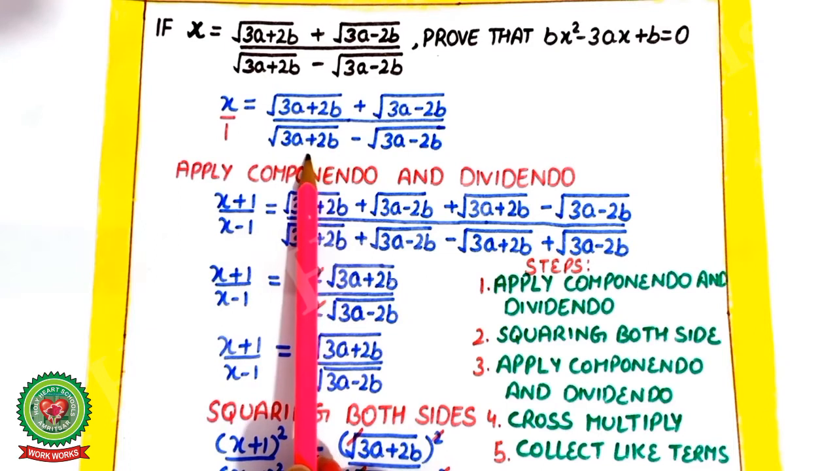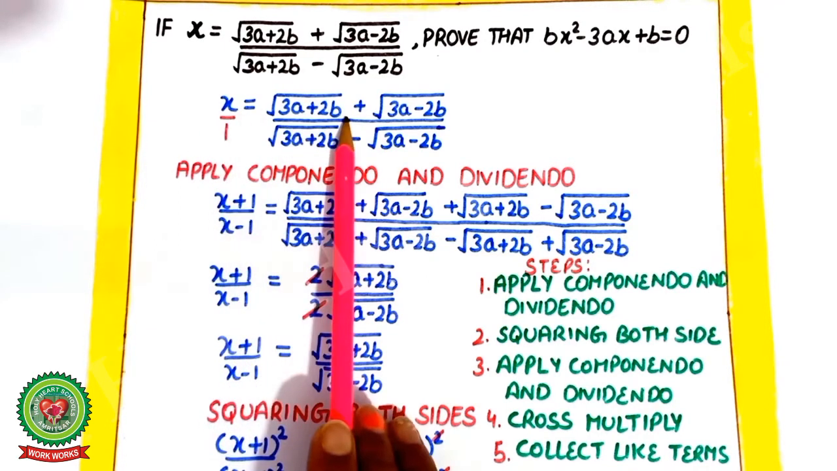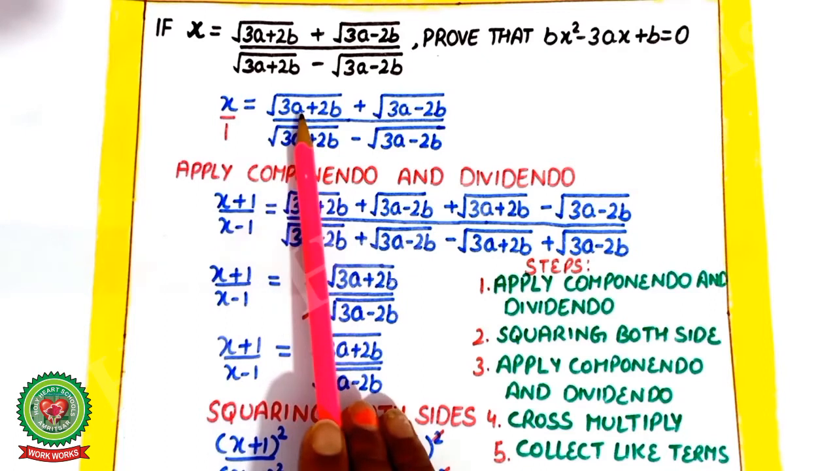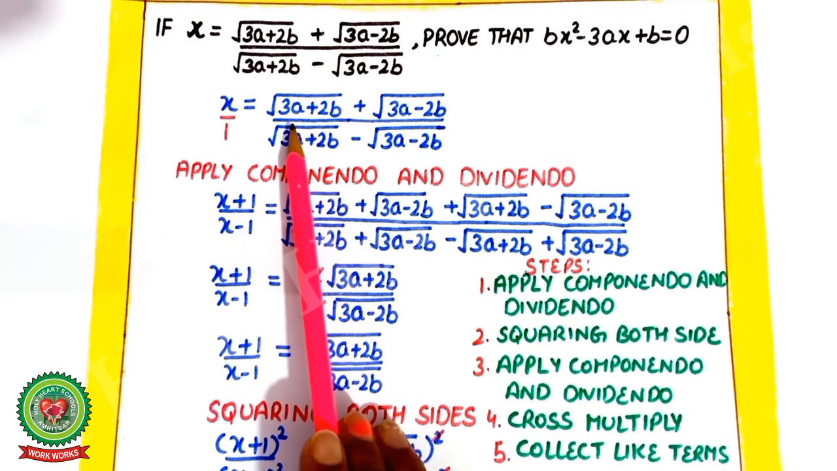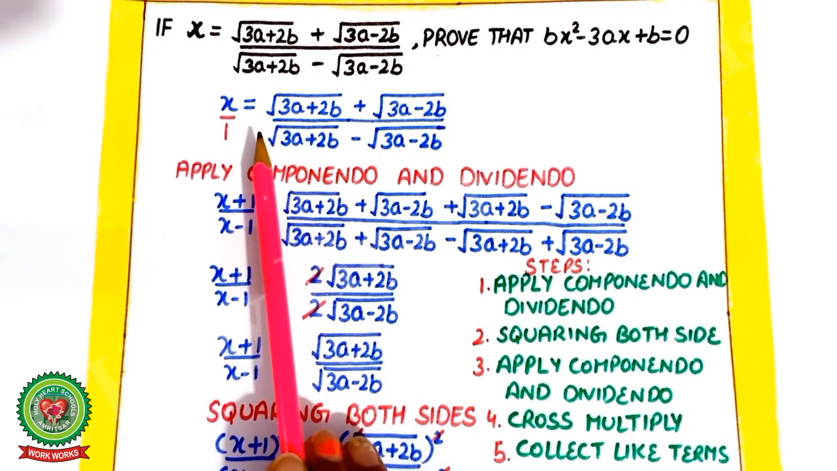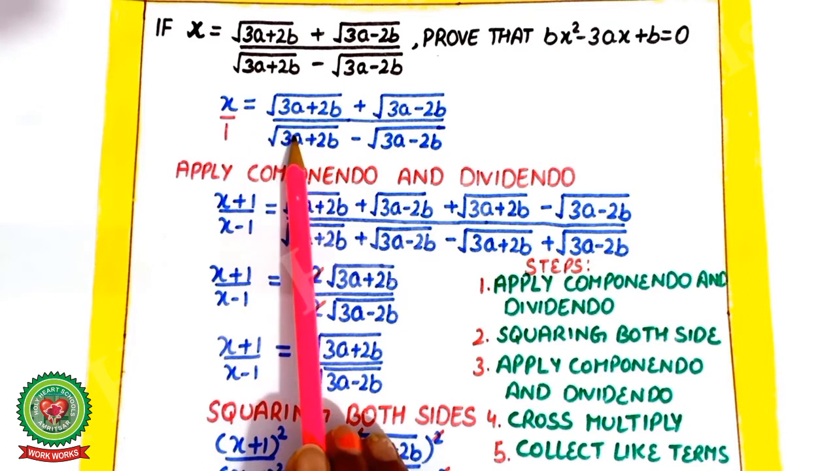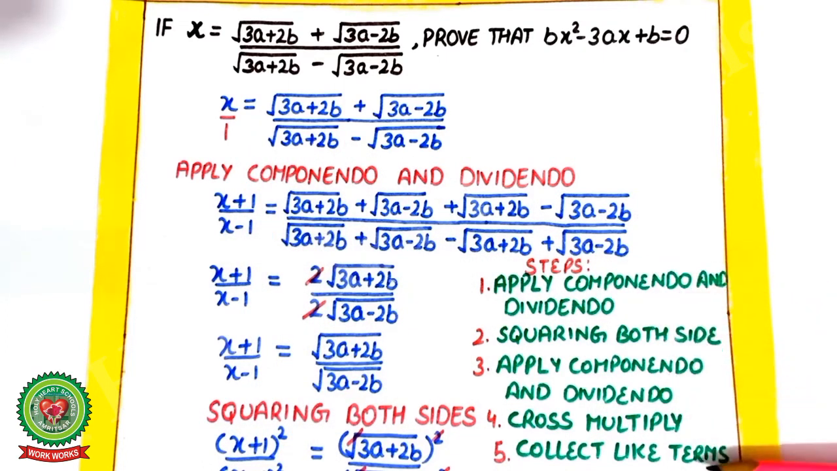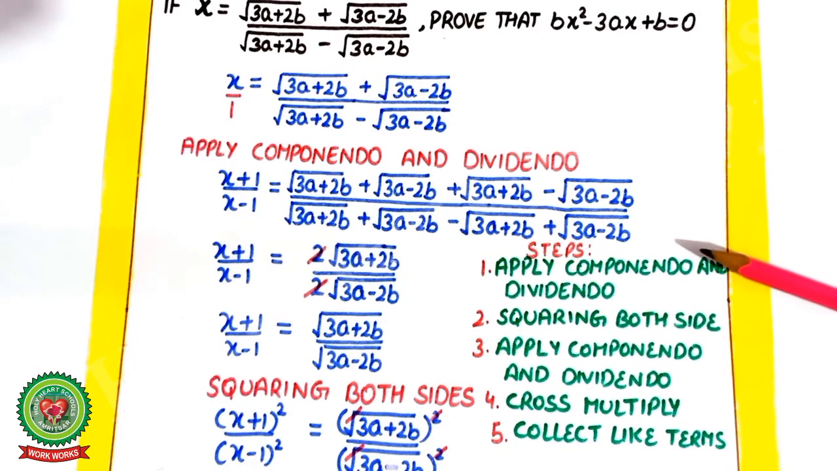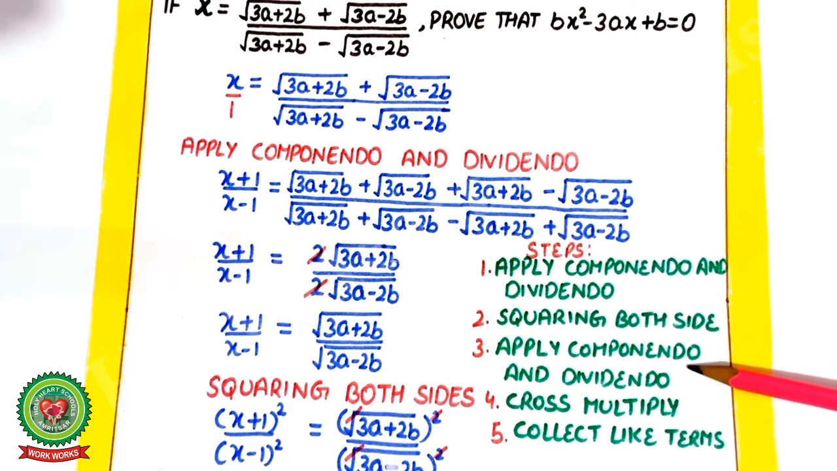So look at this question. Here both sides variables are there. It means in this question steps will change. In the previous example, one side only constant term is there. So in that question only 4 steps were there. But in this question total 5 steps are there. Step 1 is apply componendo and dividendo. Squaring both sides. Apply componendo and dividendo again. Then cross multiply, and last step is collect like terms.